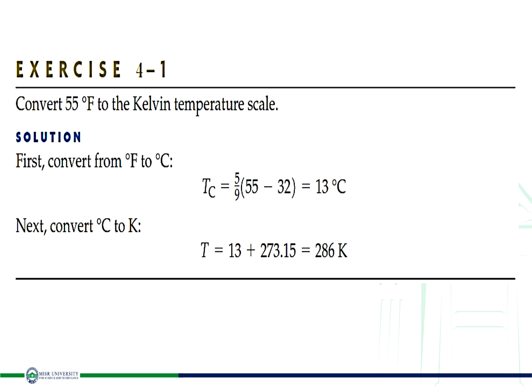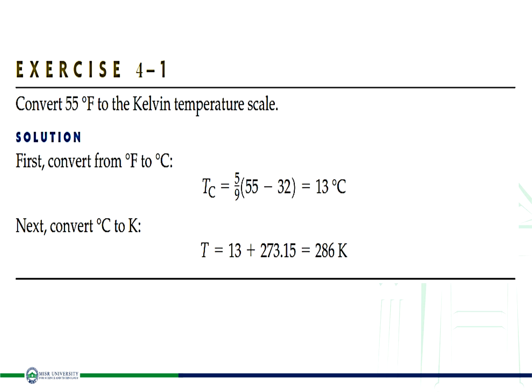Alright, let's look at exercise 4-1, converting 55 degrees Fahrenheit to the Kelvin temperature scale. This involves a two-step process. First, we convert from Fahrenheit to Celsius. As you see on the slide, the formula is Tc equals 5 divided by 9 times Tf minus 32. Substituting 55 for Tf, we calculate Tc equals 5 divided by 9 times 55 minus 32, which simplifies to 5 divided by 9 times 23, giving us 13 degrees Celsius.